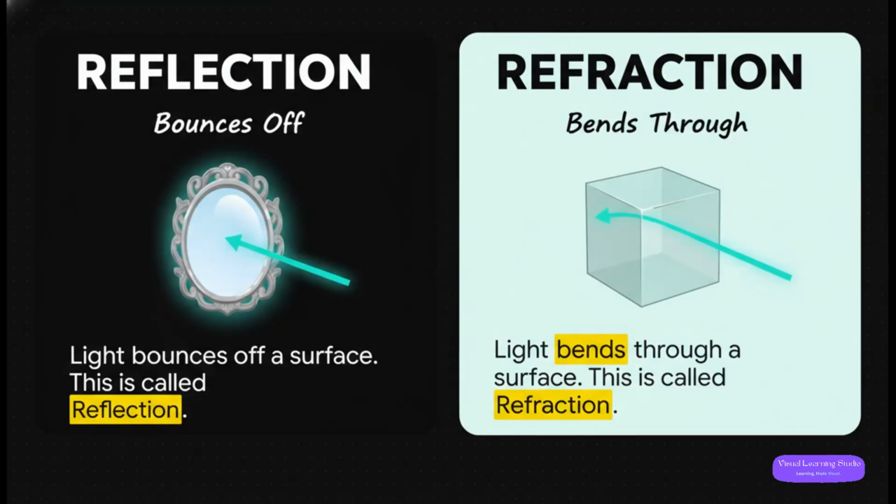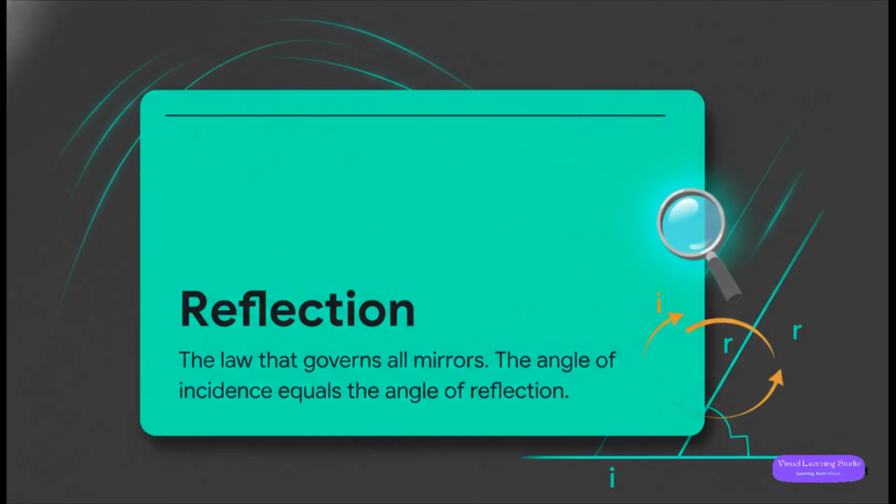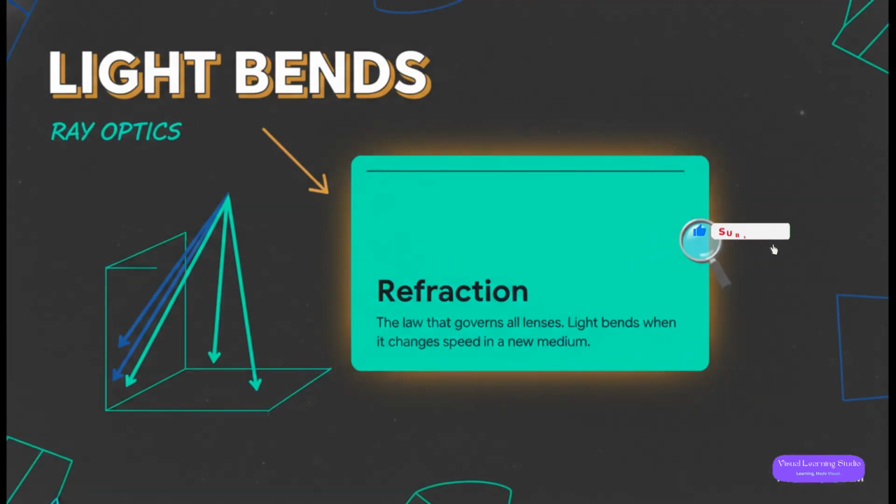Here's the thing. Light either bounces off something or it bends right on through it. That's it. So reflection, that's just the bounce. Light hits a mirror and leaves at the exact same angle. Refraction is the bend. It happens when light moves from, say, air into a piece of glass.